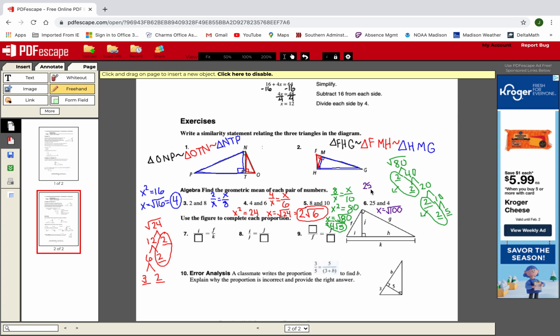25 over x equals x over 4. So x squared equals 100. So x equals the square root of 100, which is 10. I hope y'all knew that one. There we go. Look at that. I squeezed it all in there.